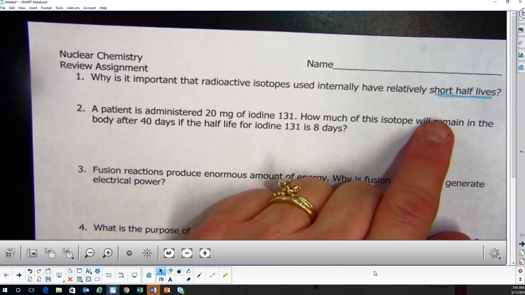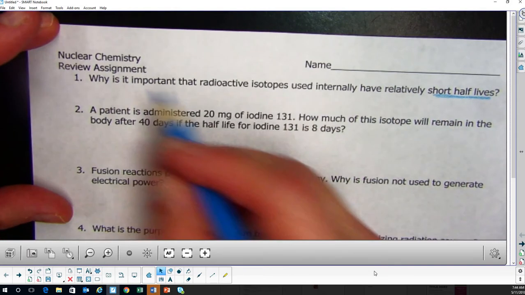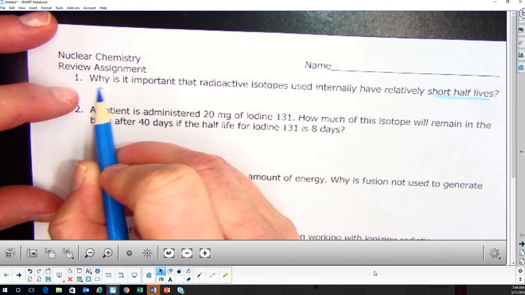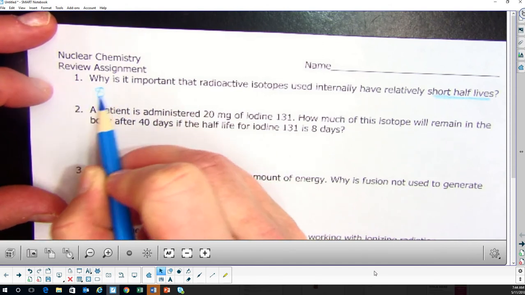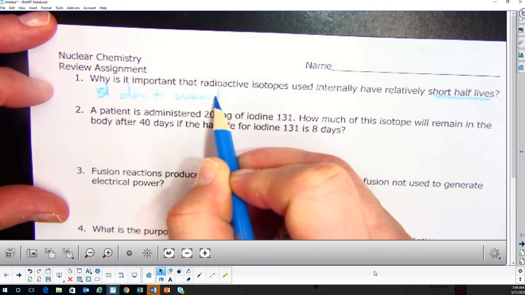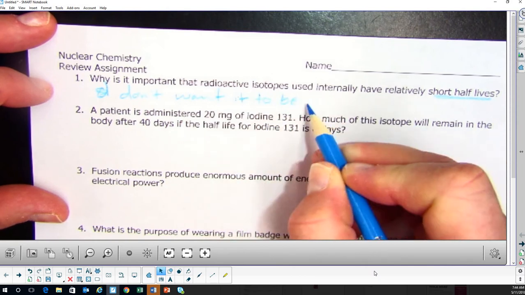Right. If you have it around too long, then you're radioactive, which is what Emily said up here at the first. So we don't want it to stay around long. Why is it important? We don't want it to stay around long.